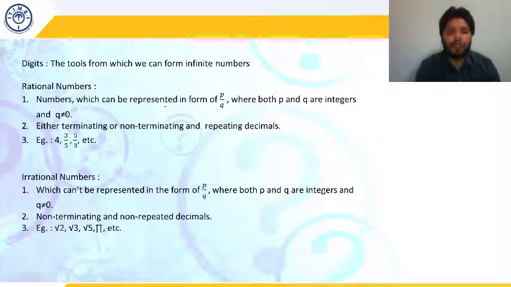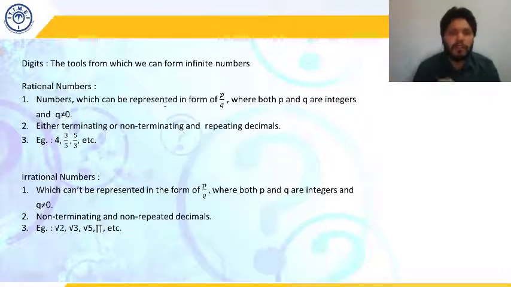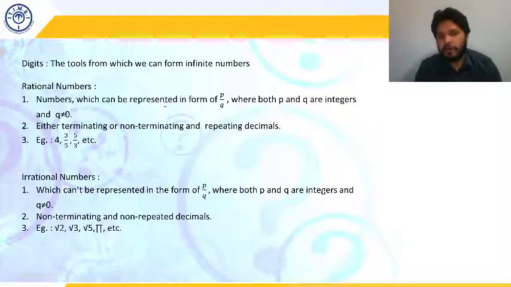Examples are root 2, root 3, 1.735. Something haphazard is happening, no pattern is there. Root 5, pi is also an irrational number. Although 22 by 7 is rational, pi is irrational. Why is it so? Because 22 by 7 or 3.14 is the approximate value of pi. It is not the exact value of pi. That's why. So pi's approximate value is 22 by 7. It is not the exact value of pi.